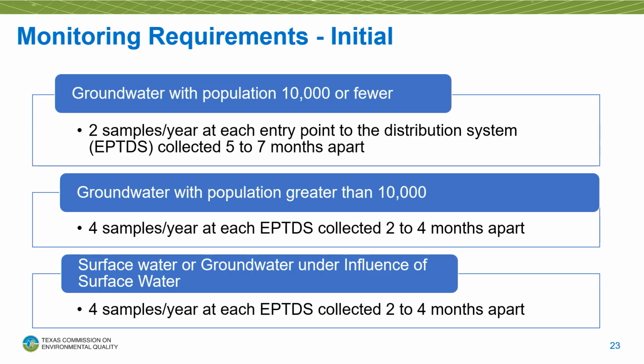For groundwater with a population greater than 10,000, they would be required to collect 4 samples a year, so quarterly, at each entry point to the distribution system, and they would need to be collected 2 to 4 months apart. And then for surface water or groundwater under the influence of surface water, no matter the population, they would need to collect 4 samples a year at each entry point to the distribution system, and those would need to be collected 2 to 4 months apart. So quarterly there as well.